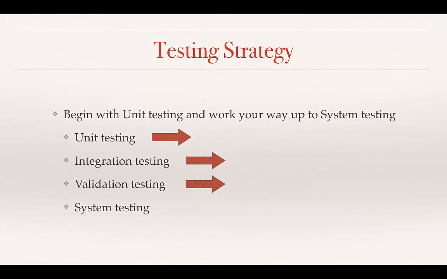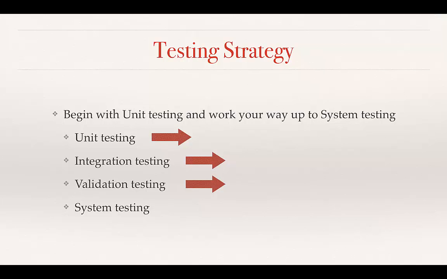When testing a particular system, you start with unit tests and work your way up to system tests. Unit tests are closest to the code. These test the modules or components of your system. In object-oriented programming, unit tests are typically written for a specific class.